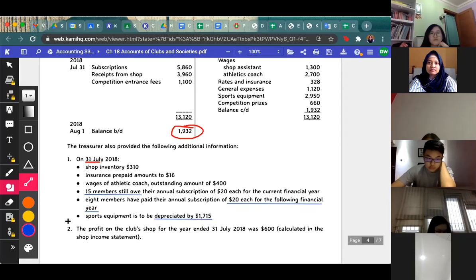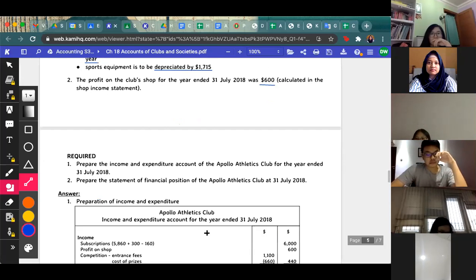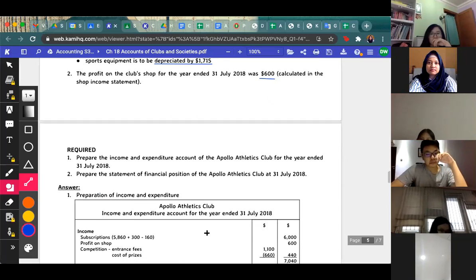And number 2 has already been calculated before in yesterday's example, that the profit of the club's shop for the year ended 31 July 2018 was 600. So you have the profit of the shop, 600. Now let's continue to prepare the income and expenditure account.